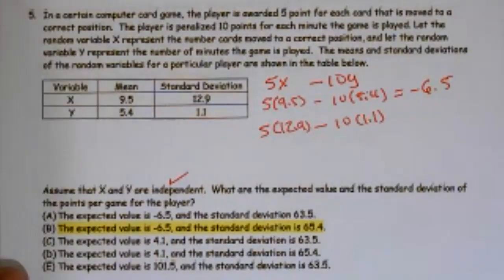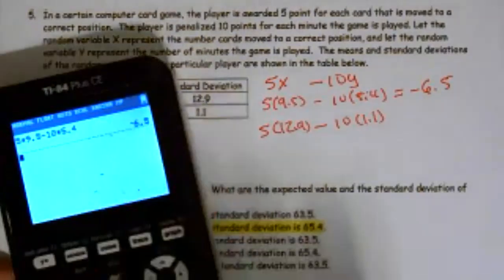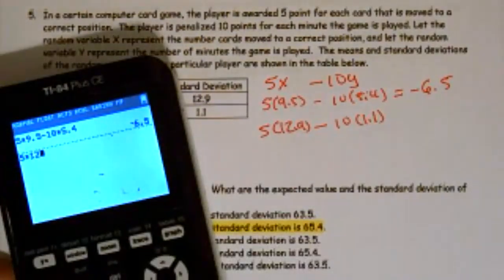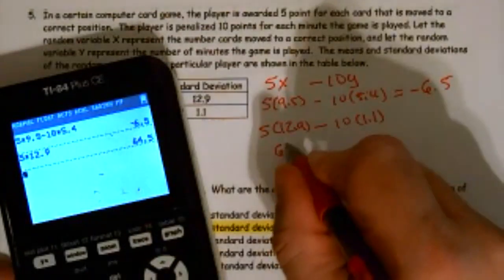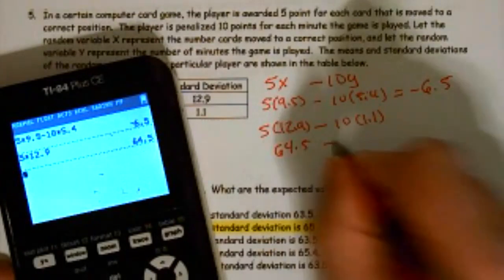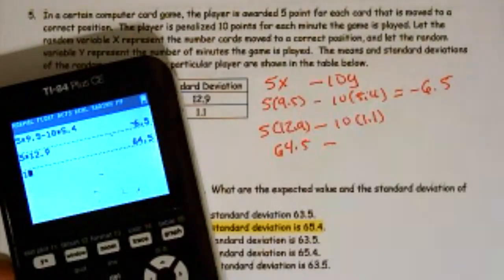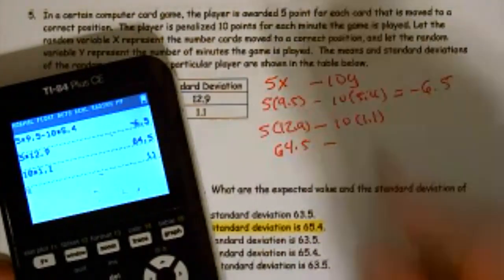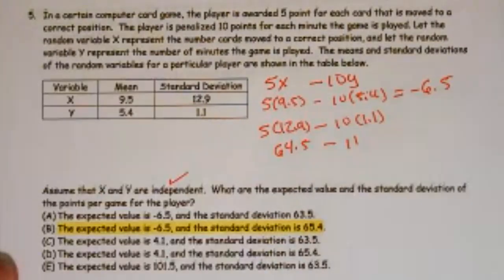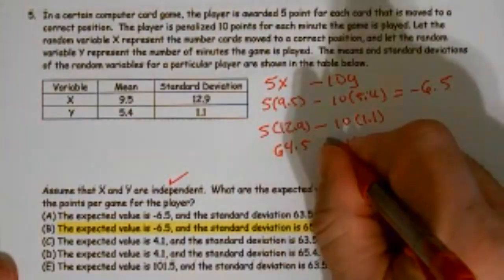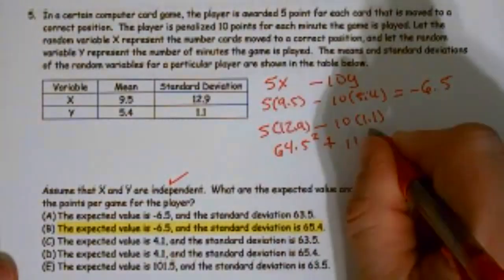But bear with me for a moment and I'll fix that in just a second. So 5 times 12.9, because we can multiply standard deviations, and I end up with 64.5. Minus 10 times 1.1 gives me 11. Well, like we said, we can't subtract them. We have to add them. And before we add them, we have to square them.